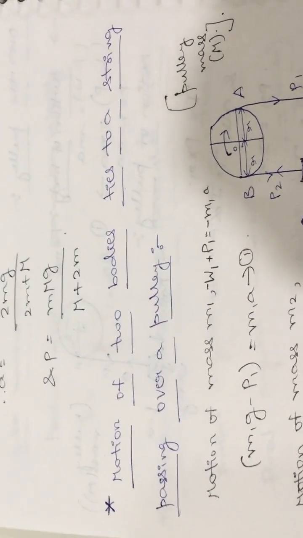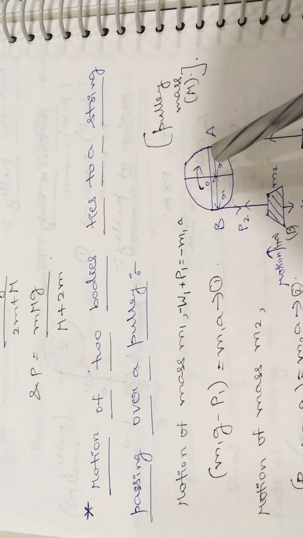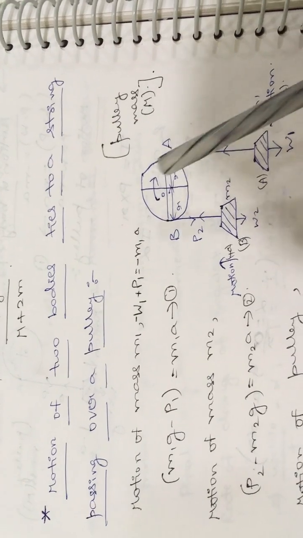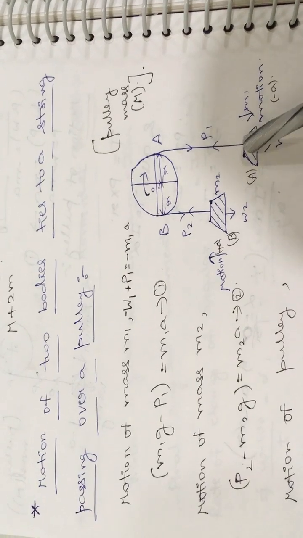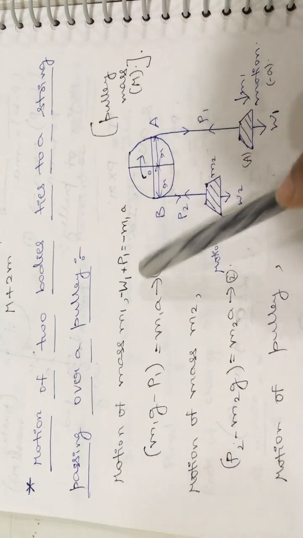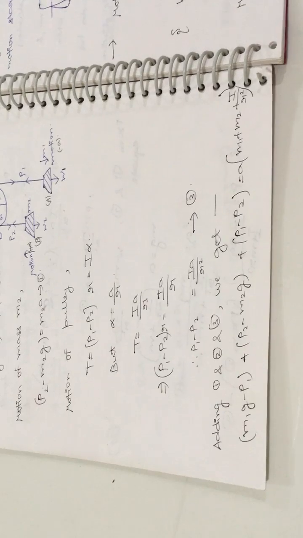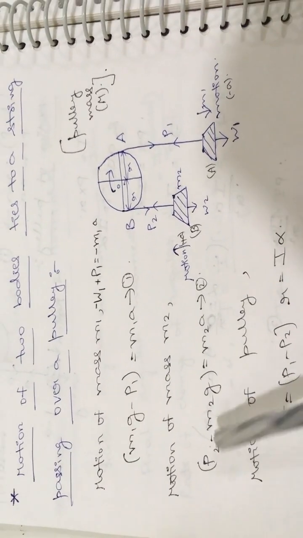Once again, this is the motion of the two bodies which are tied to a string passing over a pulley. So here one pulley is there and two bodies are there. So from the motion of the second body, the first body and the motion of the pulley, you will get the three equations. From the three equations, by adding those three equations, you will get the acceleration formula. By substituting the acceleration formula in the first equation, you will get the P1 value. Next, in the second equation, you will get the P2 value.